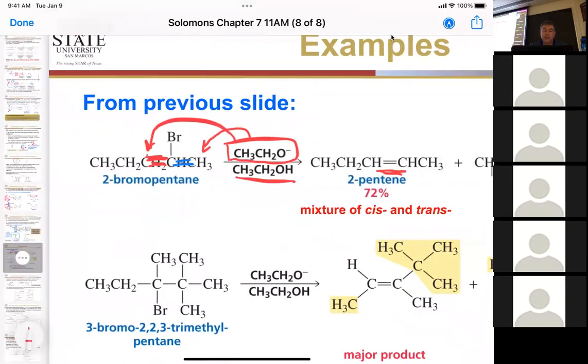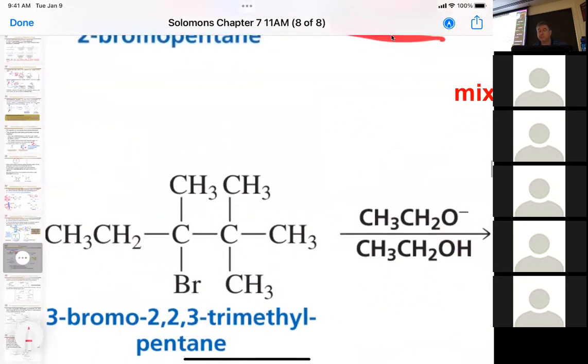Okay, so let's look at this one now. Again, small base, so we're going to try to follow Zaitsev rule. So we could make a double bond here, right? No, we can't make a double bond there. Why? There's no hydrogen. There's no beta hydrogen, so we can't make a double bond. Okay, so that means we've got to erase that because we can't do that.